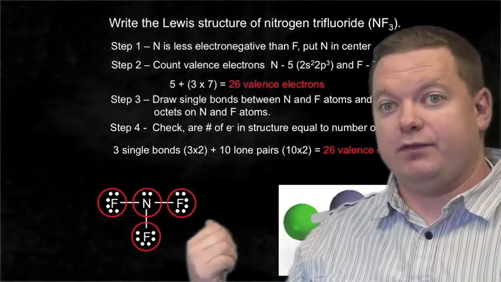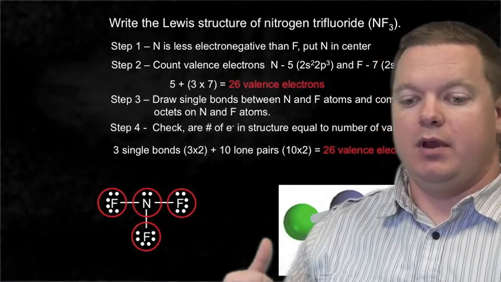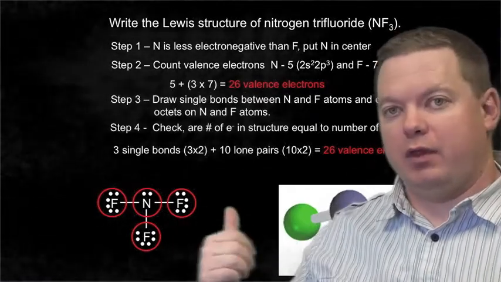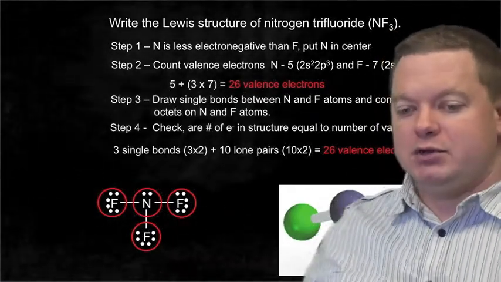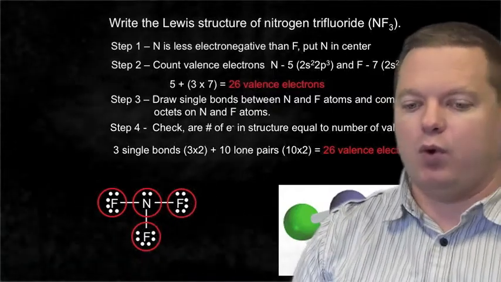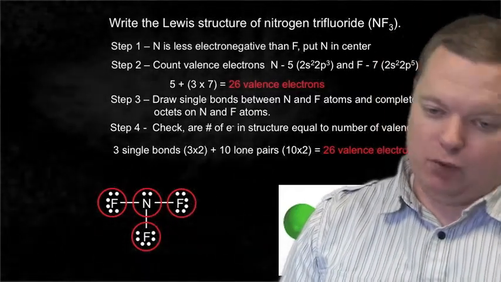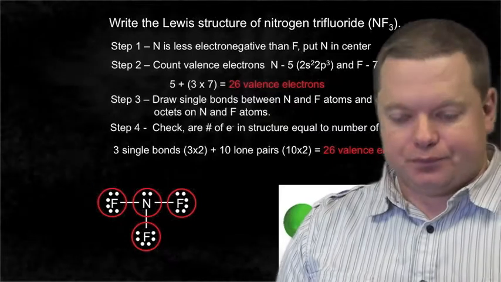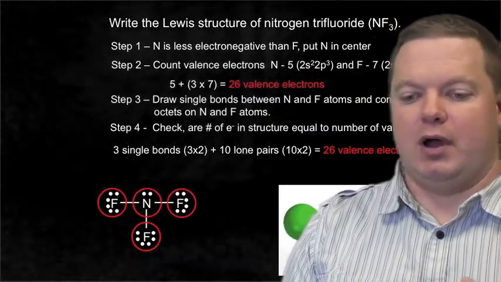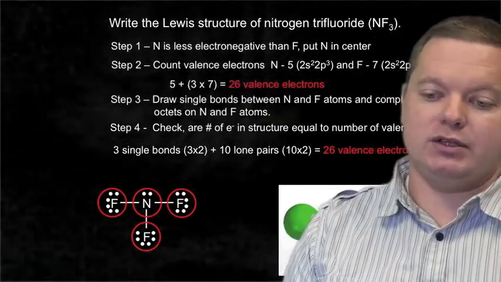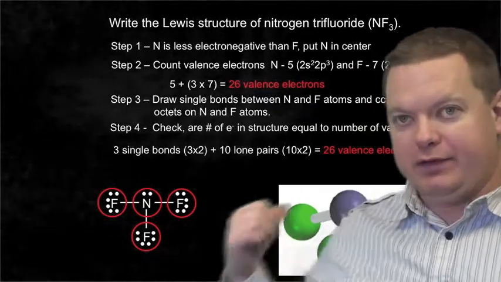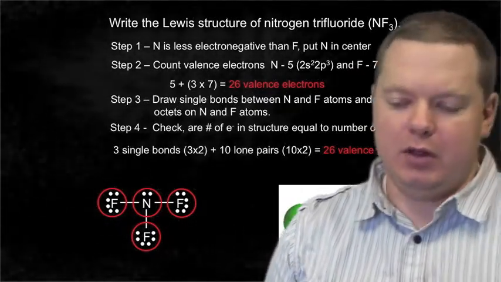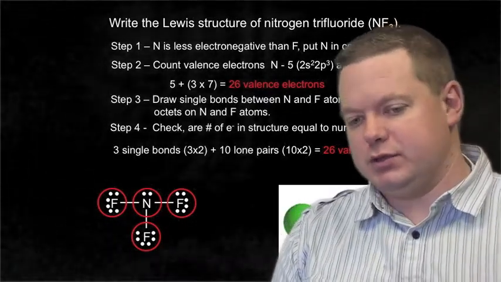Fill the octet for fluorines. That gives us 24 now. The last 2 go on the central atom. So this is the Lewis structure for nitrogen trifluoride. The 3 single bonds plus the 10 lone pairs gives us the 26 electrons. And behind me here is the representation of that in 3 dimensions.